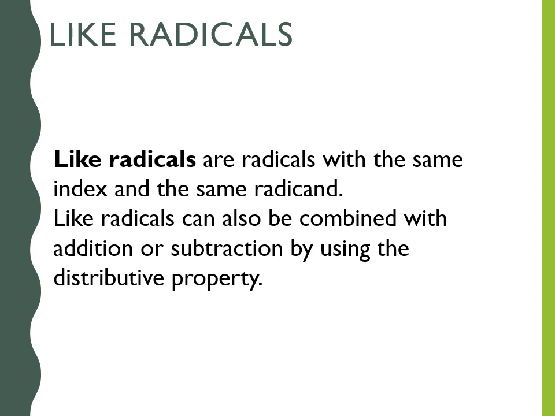Now, like radicals are radicals with the same index. That means that if one's a square root, the other has to be a square root, and the same radicand, which means that if it's the square root of 3, then the other radical is also the square root of 3. Like radicals can also be combined with addition or subtraction by using the distributive property.